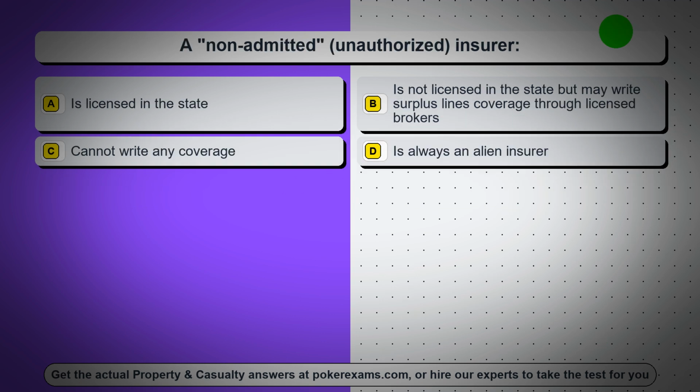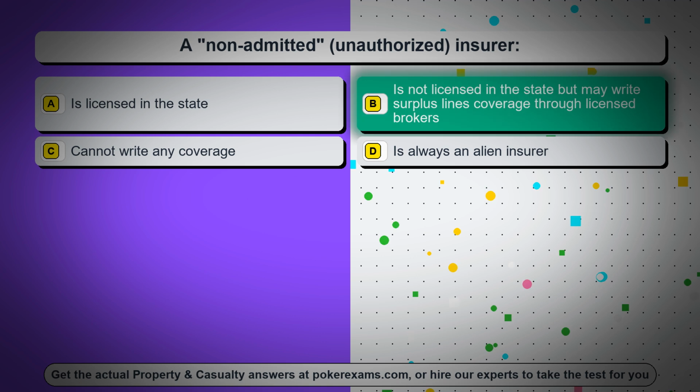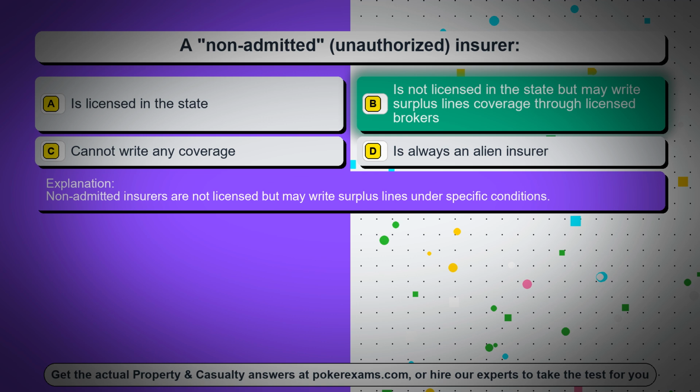Question 93. A non-admitted, unauthorized insurer, option A, is licensed in the state. Option B, is not licensed in the state but may write surplus lines coverage through licensed brokers. Option C, cannot write any coverage. Option D, is always an alien insurer. The correct answer is option B, is not licensed in the state but may write surplus lines coverage through licensed brokers. Non-admitted insurers are not licensed but may write surplus lines under specific conditions.